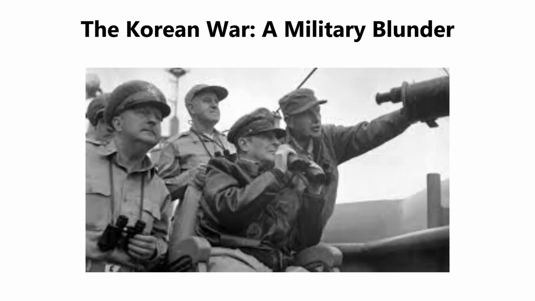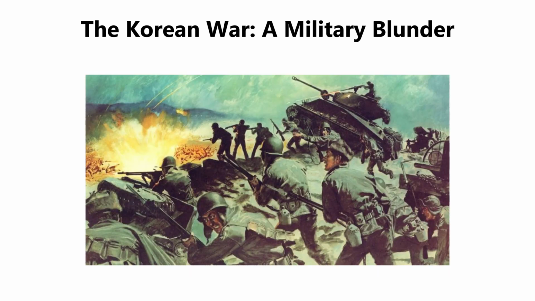However, MacArthur made a significant blunder when he decided to pursue the North Korean forces deep into China. The US had been expecting China to stay out of the conflict, but this was a miscalculation. When UN forces pushed too close to the Chinese border, China intervened, sending massive numbers of troops to push the UN forces back. The result was a stalemate that lasted for the next few years.